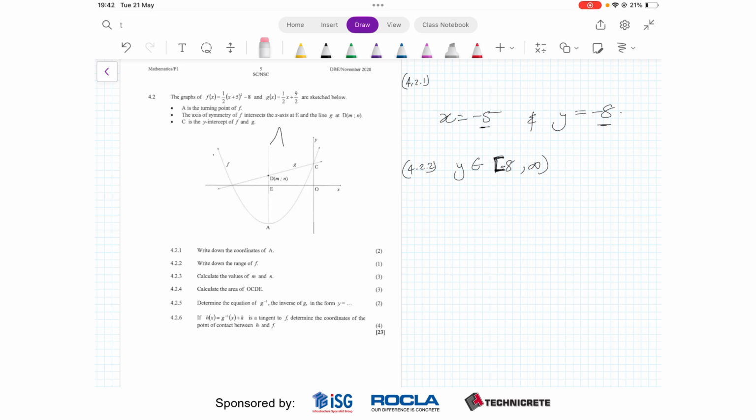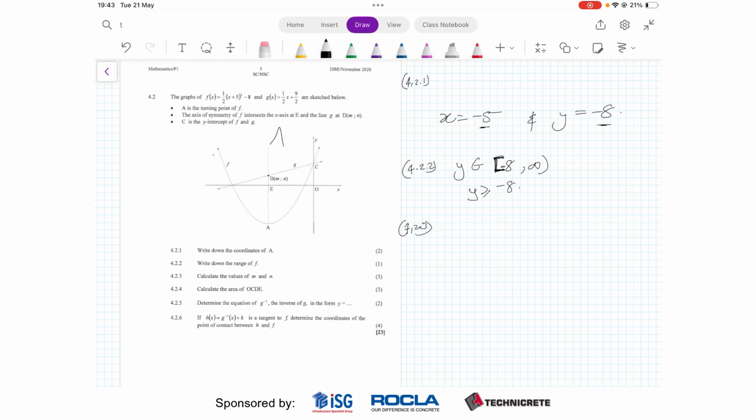Now, another way to write this would be y is greater than or equal to minus 8. Because if y is greater than or equal to minus 8, it is not restricted in the value that it can take. It can take up any value between minus 8 and positive infinity. But it cannot go below the value minus 8. Wonderful.